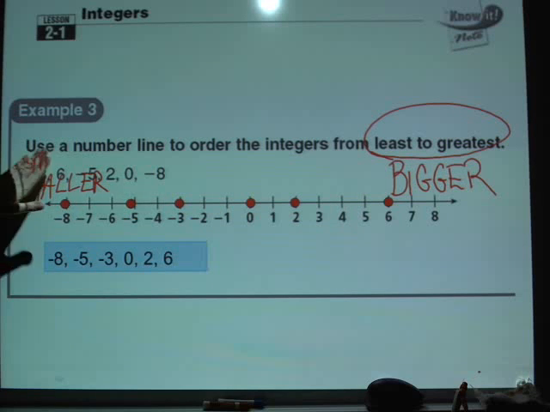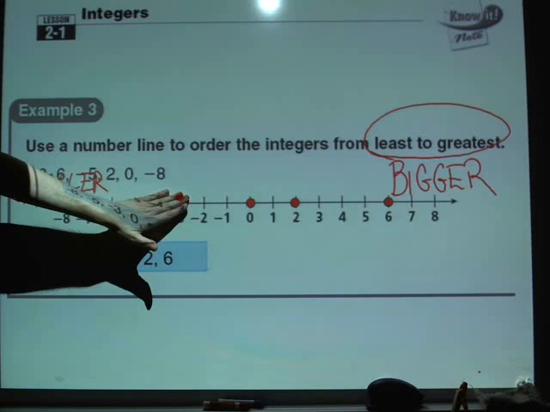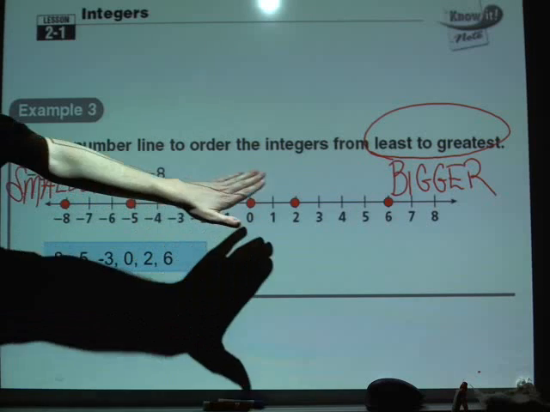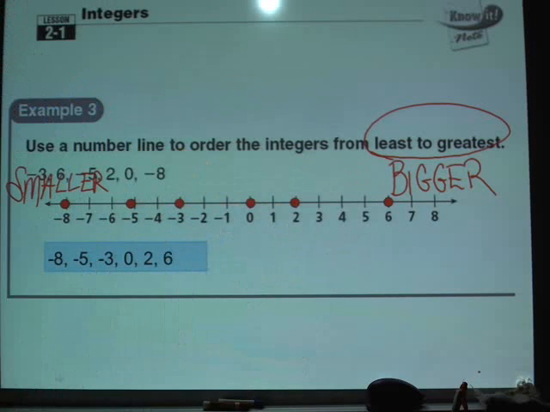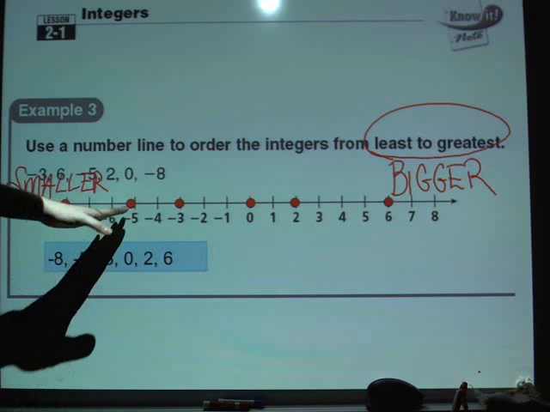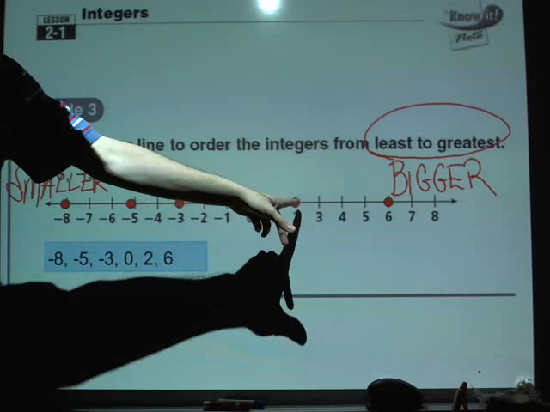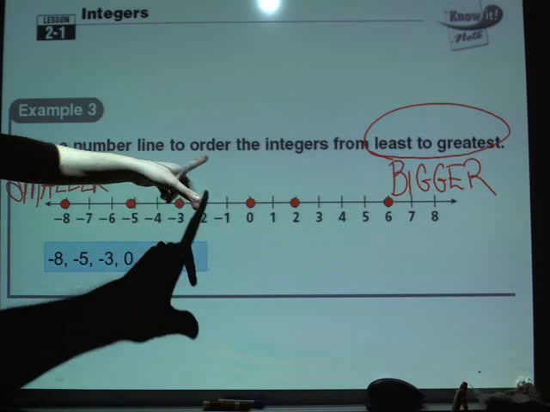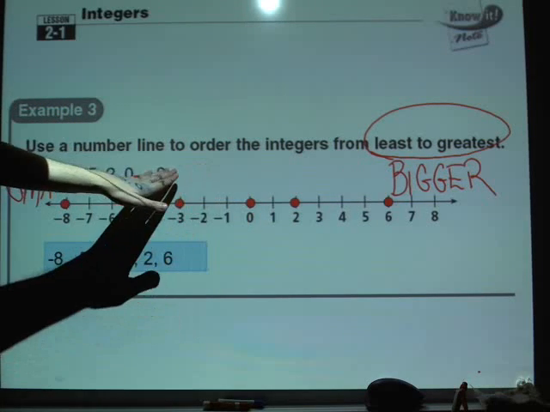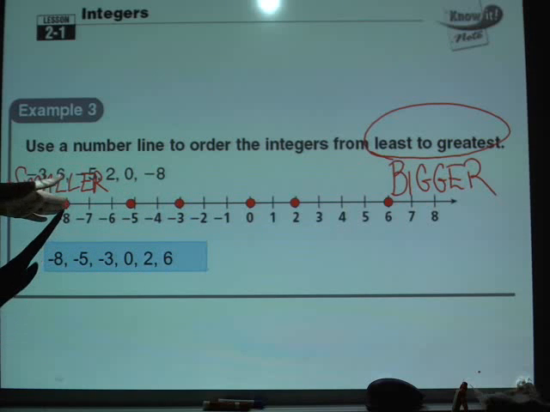So we plot -3, and we put its dot on the number line. And then we plot 6, and we put its dot on the number line. We put a dot on -5, and then we put a dot on 2, and then we put a dot on 0, and we conclude by graphing -8 by placing a dot on top of -8.